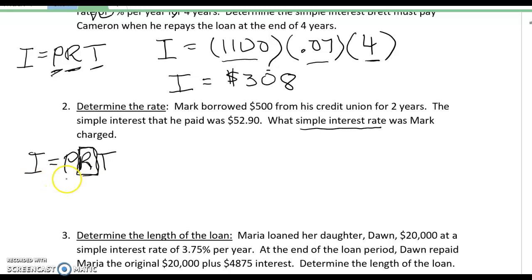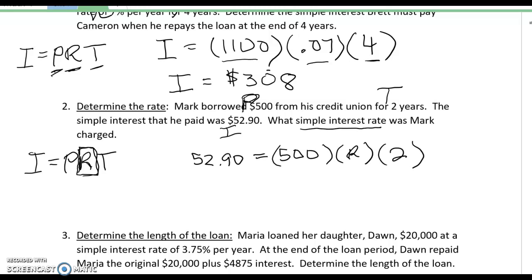All right, so I need to find the values for all the other variables. Mark borrowed $500. That's our principal. He borrowed it for 2 years, so that's our time T. And we see here it says the simple interest that was paid, so again, interest is a money value, $52.90. So that's the interest, our I. And so we're going to take these three numbers and plug them into the equation.